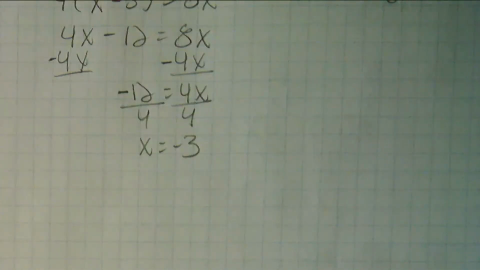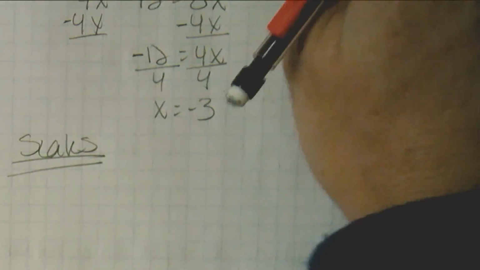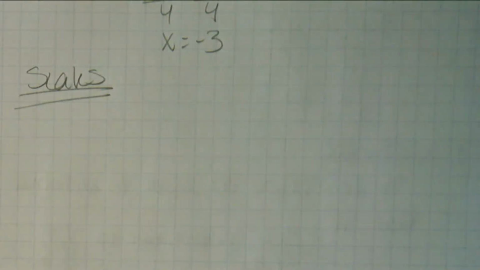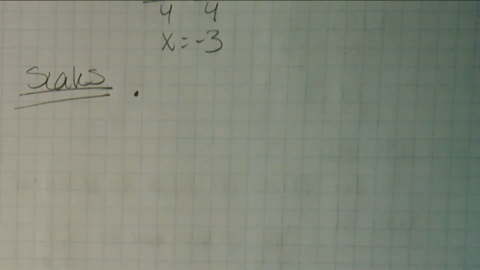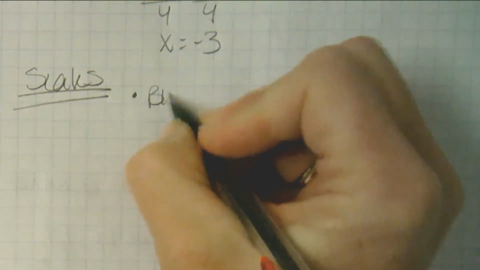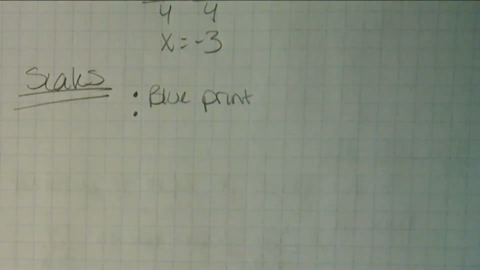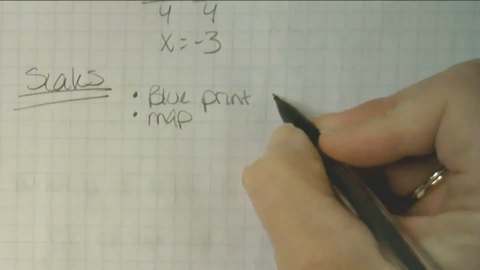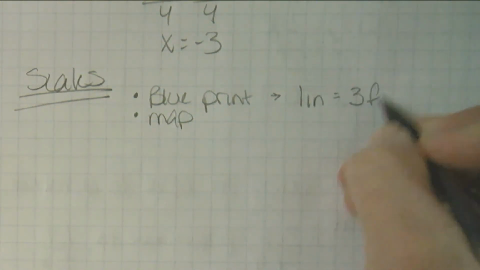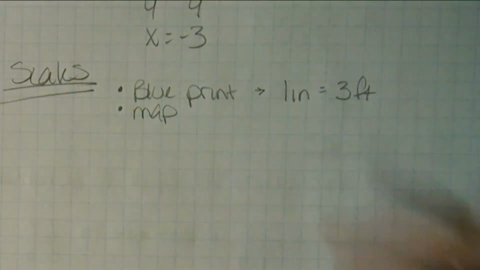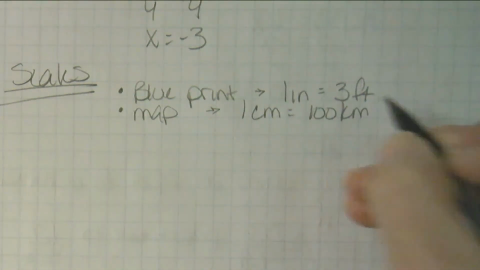All right. I do want to talk about scales. So let's talk about scales. Where do we see scales? Where might you see a scale? Natalie? A blueprint. Where else might we see a scale? Maya? On a map? On a blueprint, we might have 1 inch equals 3 feet. On a map, we might have 1 centimeter is equal to 100 kilometers.